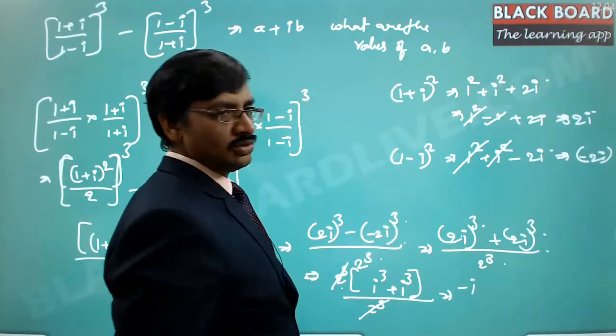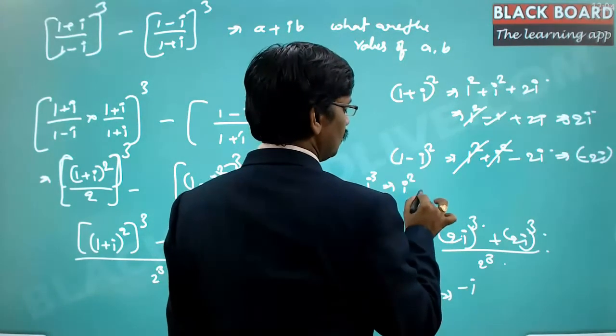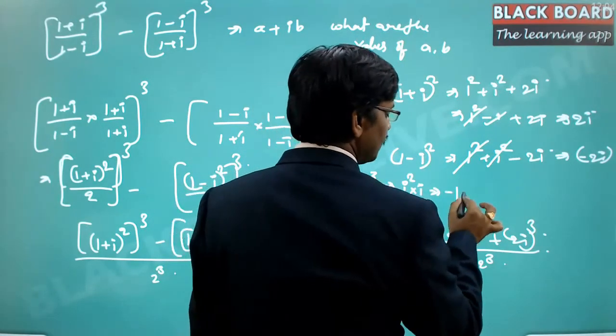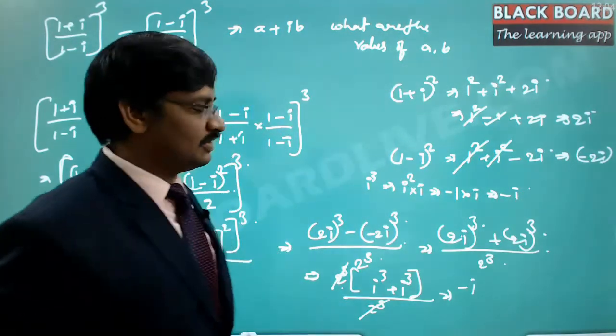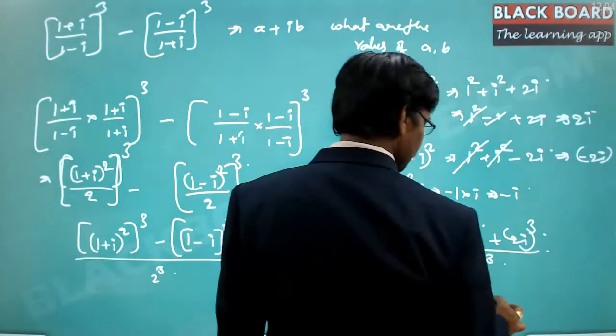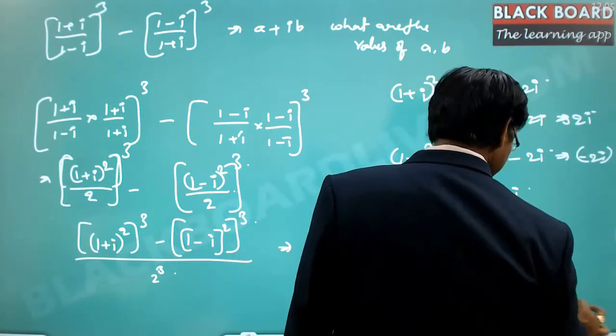And i cube is nothing but minus i. Why is i cube equal to minus i? I cube can be written as i square into i. I square value is minus 1, into i, so this is minus i. So i cube value is minus i. So minus i plus minus i is going to be minus 2i.